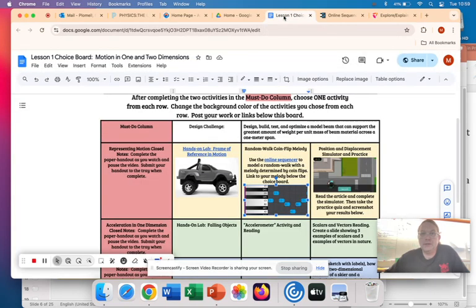After you've done your notes, let's go up to the front of the room and do an exit slip. Thank you.